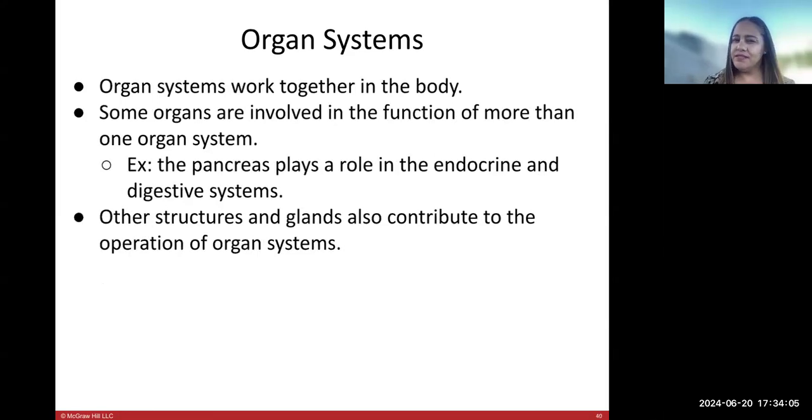Organ systems work together. Some organs are involved in the function of more than one organ system, like the pancreas plays a role in both the endocrine and the digestive systems. Other structures and glands also contribute to the operation of organ systems.